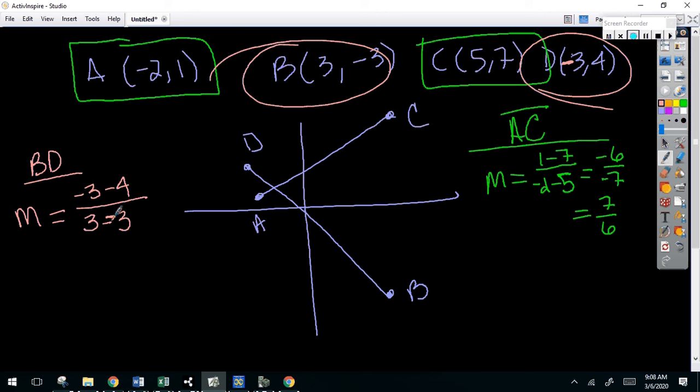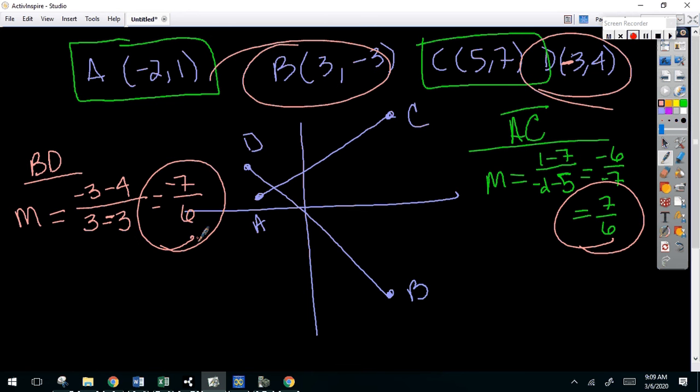All right, so up top, what is negative 3 minus 4? Negative 7. What is 3 minus negative 3? 6. Are they perpendicular? Yeah, look. 7 over 6. Oh, are they? No, they didn't flip. They have to also flip. Does that make sense? So no, right. So see how even maybe they look perpendicular, but they're not actually perpendicular.